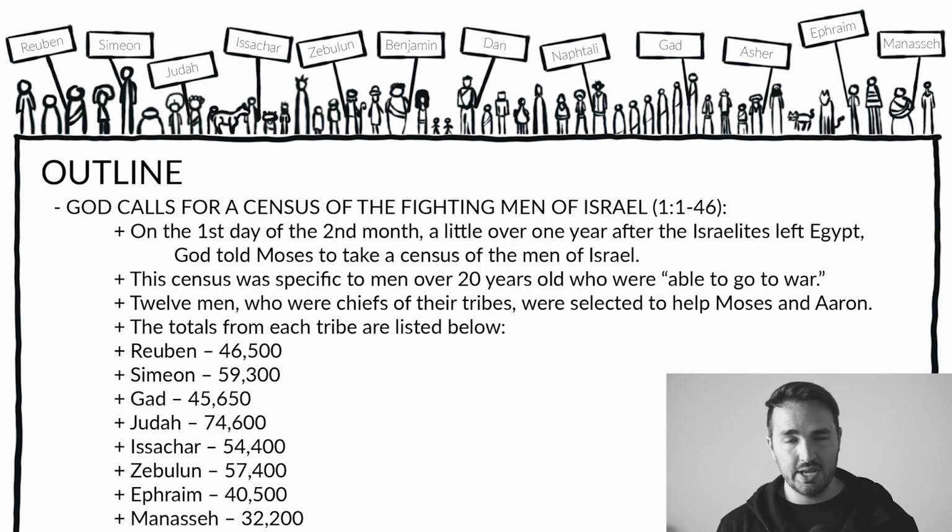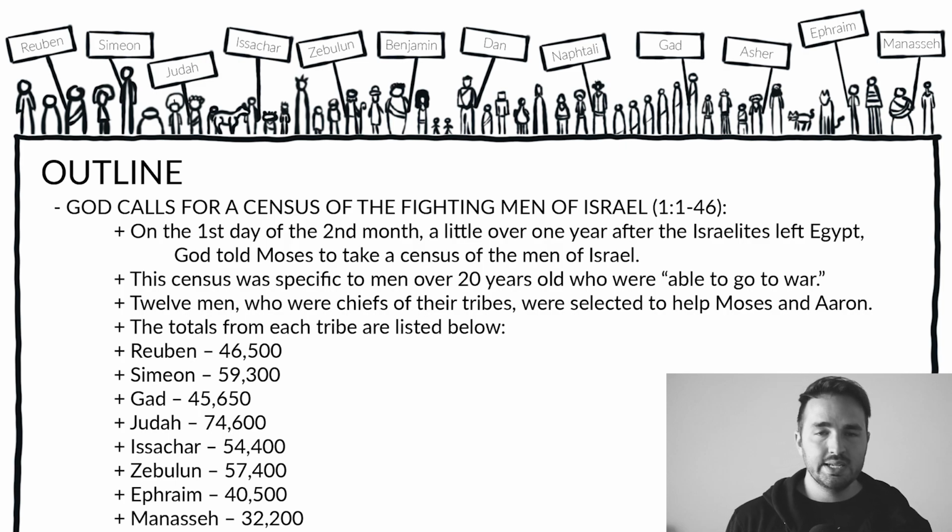So on the first day of the second month, a little over a year after the Israelites got out of Egypt, God told Moses to take a census of the men of Israel. Now, this census was specific to men who were over 20 years old and who were, quote, able to go to war. So not everybody, just older adult men who were healthy, apparently.